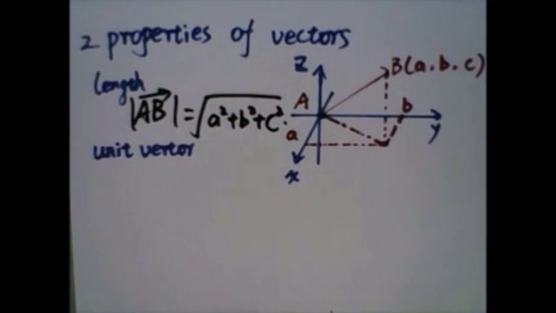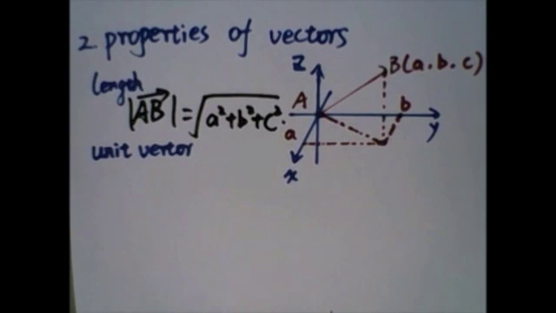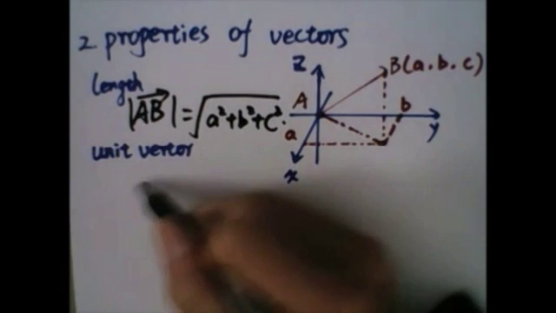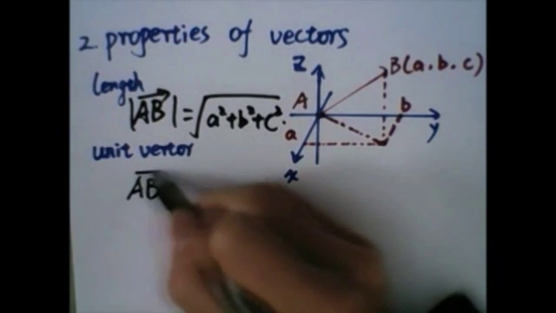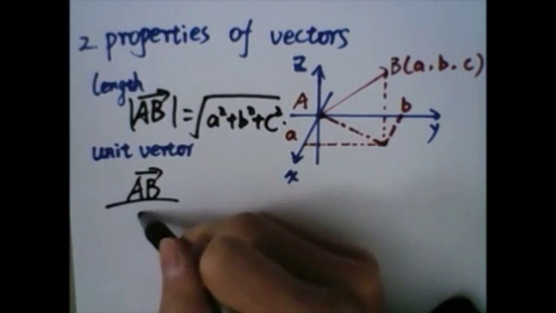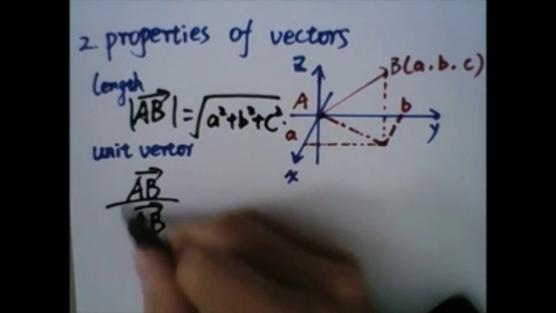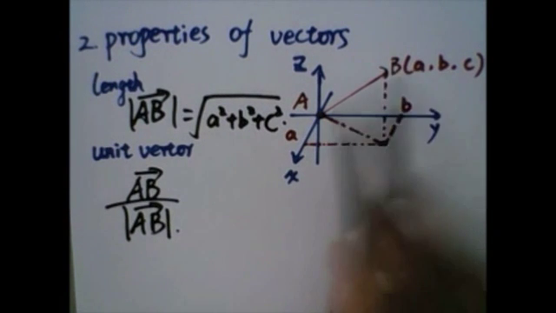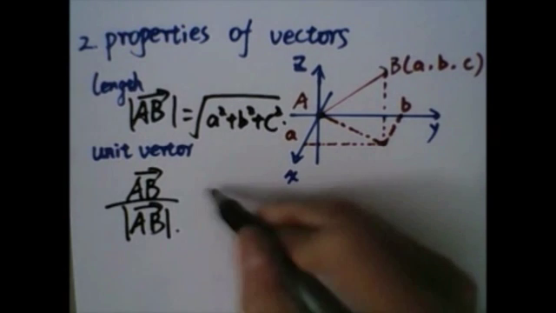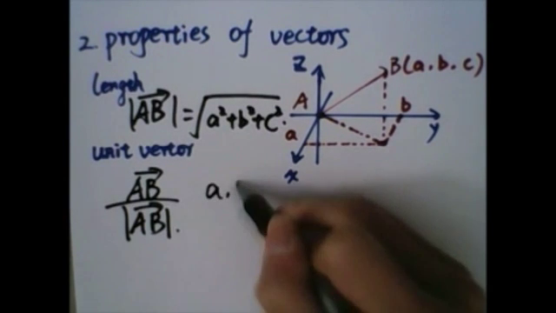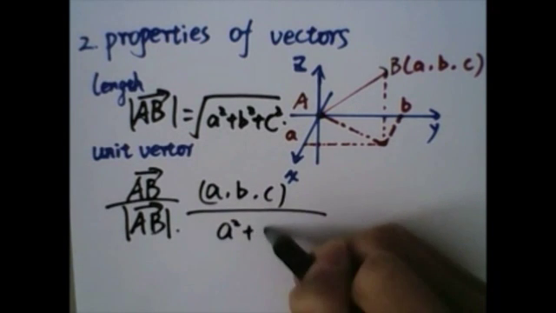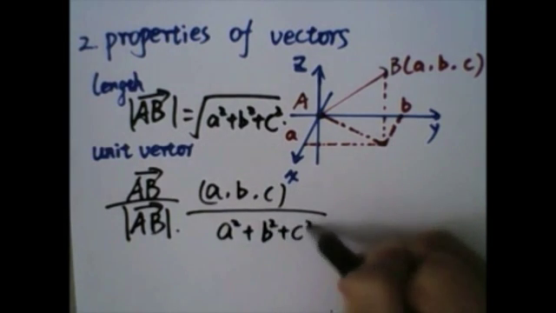And the unit vector of AB is a vector that has the same direction as AB, and it has the length of 1. So to find the unit vector of AB, we just divide AB by its length. So the position vector of AB is (a, b, c), so the unit vector of AB is (a, b, c) divided by the root of a squared plus b squared plus c squared.